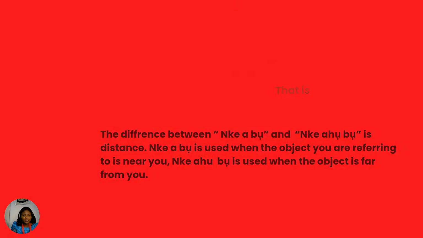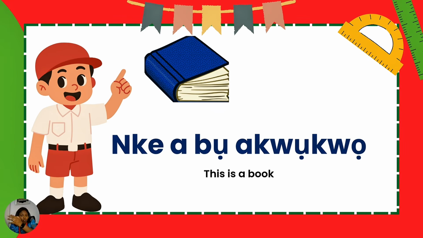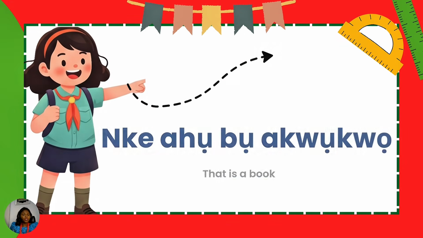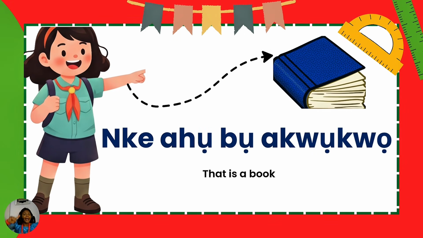Now let's look at examples. So we have here nkabo akwụkwọ. Say with me. Nkabo akwụkwọ. And that would mean this is a book. You see the way the book is close to him? Now, when it goes far away from this girl, she says, nke ahụ bụ akwụkwọ. Say with me, nke ahụ bụ akwụkwọ. That is a book. Very good.